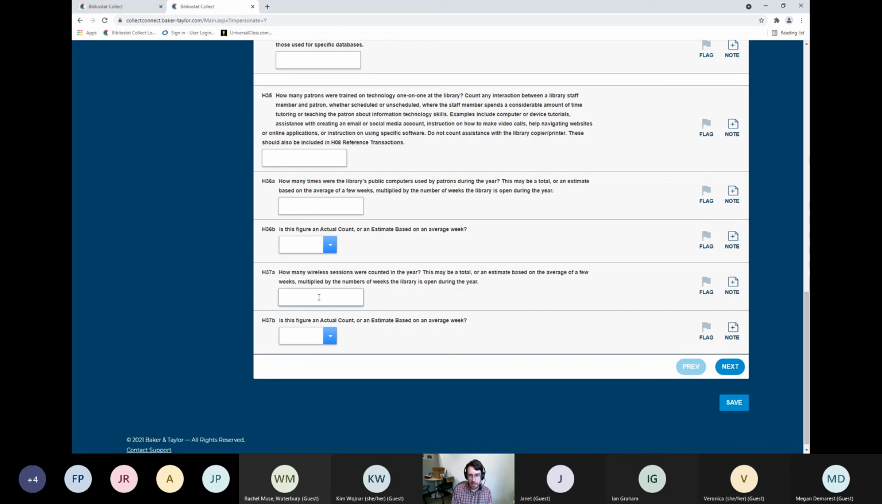But if you don't feel like you have a good sense, do not hesitate to say, no, I don't have it. There's not an easy way to get it from our router. This is something that we are constantly trying, on a national level, to make easier, trying to come up with solutions. At this point, we don't have great solutions that make it magically easier, but we keep working on it. Again, is this an actual count or an estimate? That's another thing you could do.